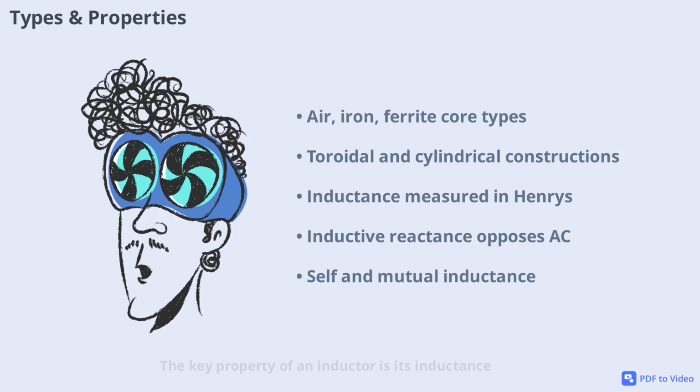The key property of an inductor is its inductance, measured in Henrys (H), which quantifies its ability to store energy in a magnetic field and oppose changes in current. Another important concept is inductive reactance, which describes how inductors oppose the flow of alternating current (AC), increasing with frequency. Inductors can also be categorized by self-inductance and mutual inductance, which we'll discuss in detail next. Understanding these types and properties helps in selecting the right inductor for any electronic application.